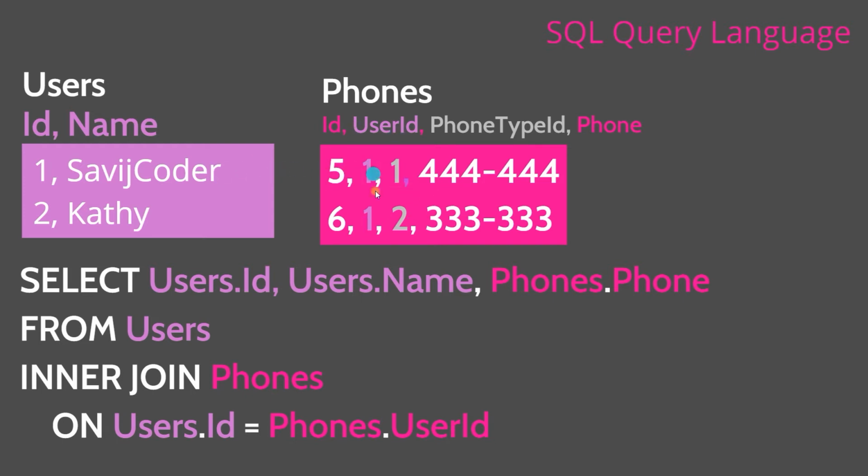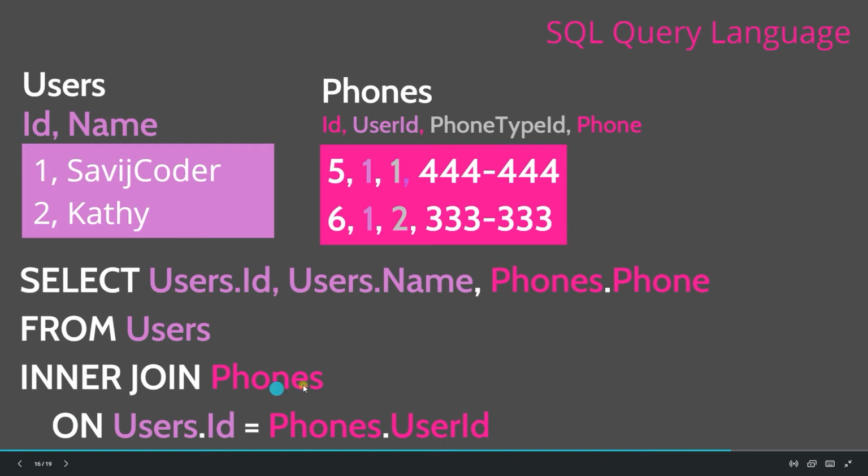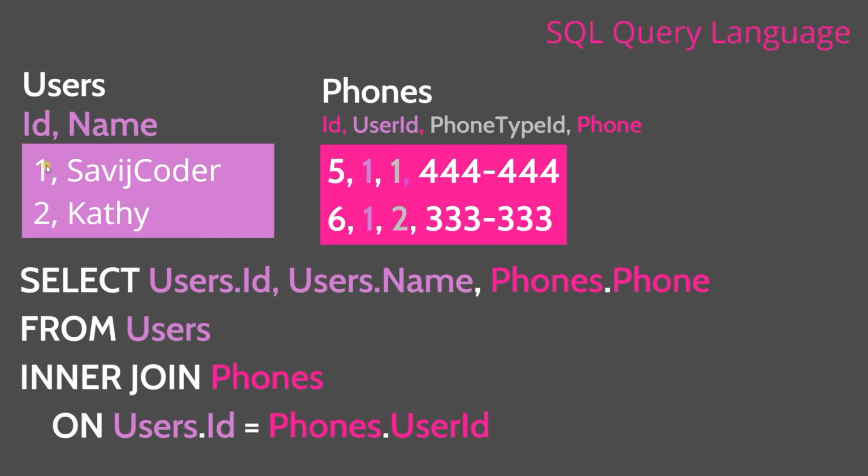Now, in our case, there are two rows that have a user ID that is equal to the user's ID 1, so both of these rows are going to be selected out because the on clause equals is still true. The user ID still equals an ID in the users table. So we would get back from this query two rows. One, Savage Coder, and then because of the join, and we're selecting phones.phone here. So the only data that we're selecting out of this table is this phone number. So our result set would be user ID 1, Savage Coder, 444, 44444.